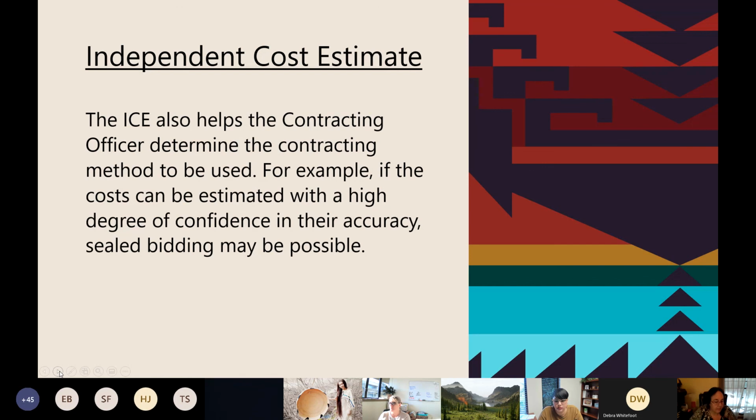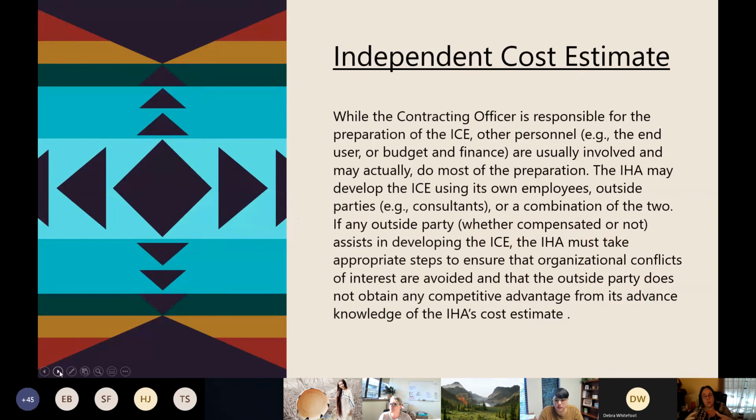While the contracting officer is responsible for the preparation of an independent cost estimate, other personnel, your end user, your budget, your finance, are usually involved. They may actually do most of that preparation. Your housing entity can develop your ICE using their own employees, outside parties, consultants, or a combination of the two.